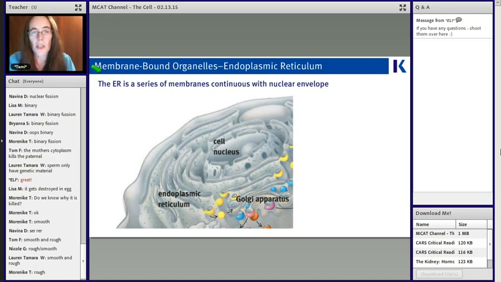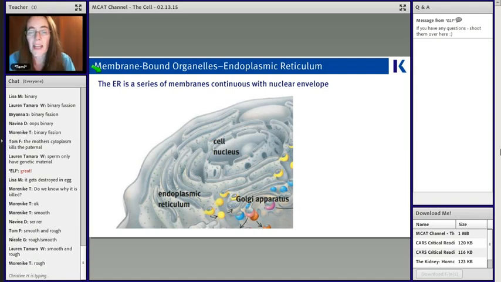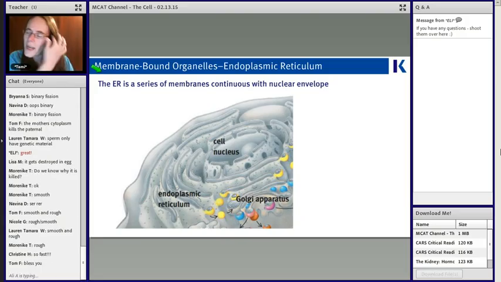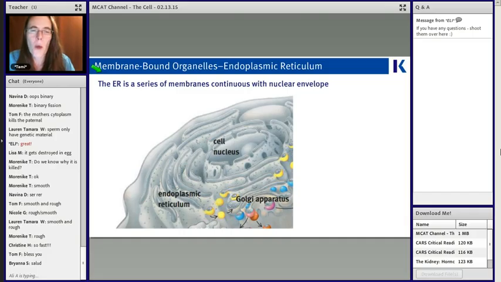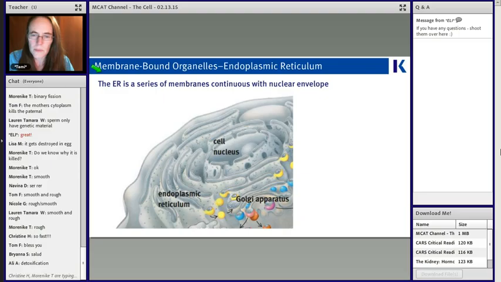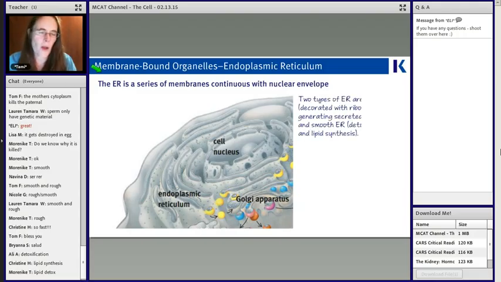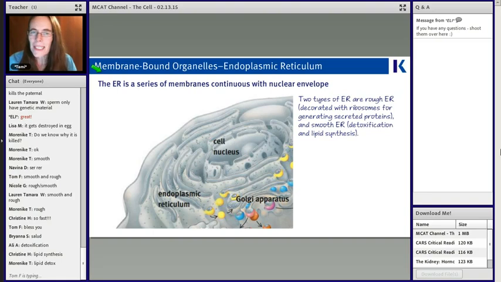Absolutely perfect. Smooth ER does not have ribosomes. If it doesn't have ribosomes, what is the function of my smooth ER? Some of it's detox, and the other is lipid synthesis. My rough ER has ribosomes on it. That's why we call it rough. We see these ribosomes all over it, which means this is where we are going to be making proteins. These are specifically secreted proteins.